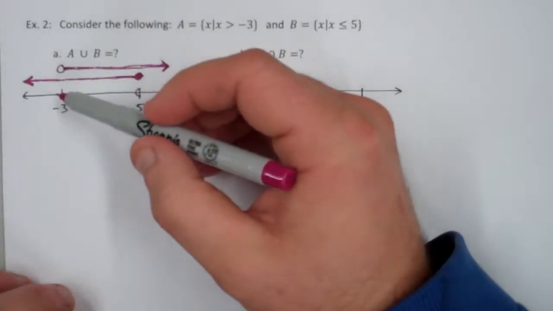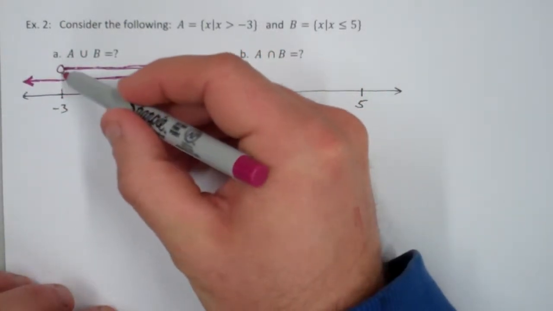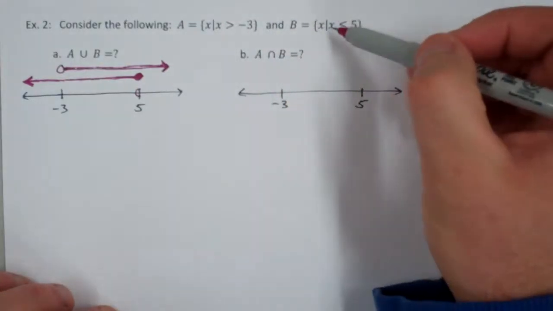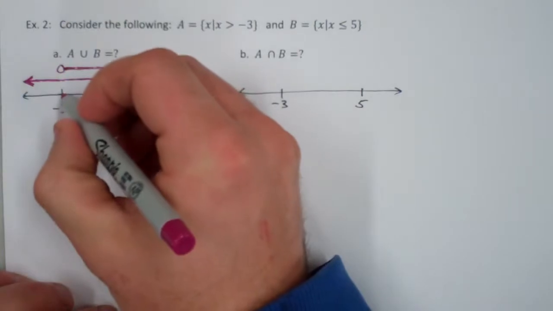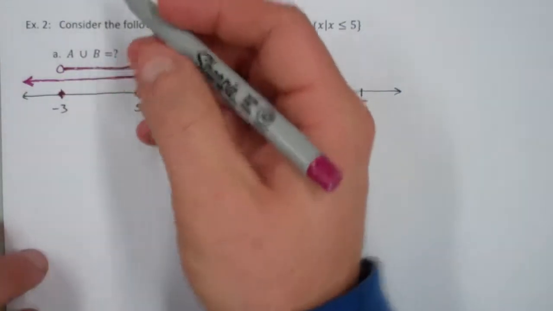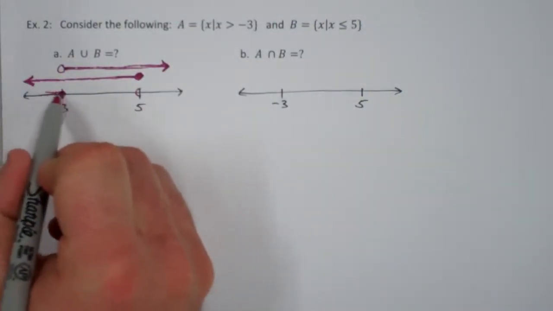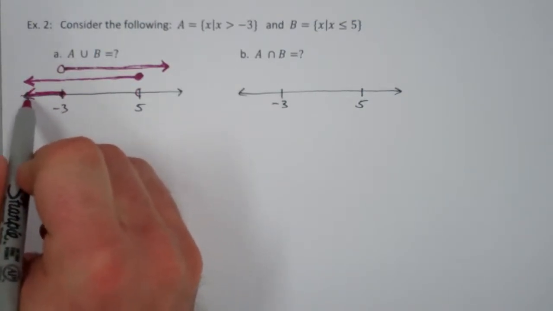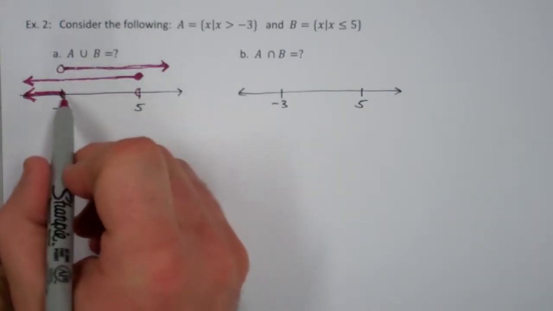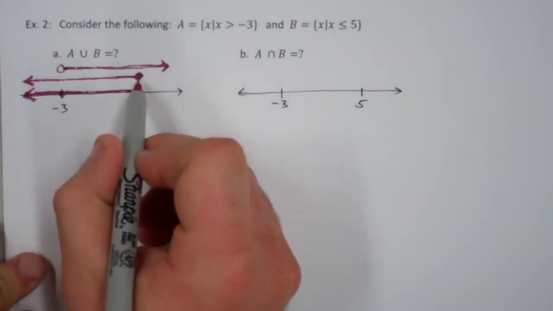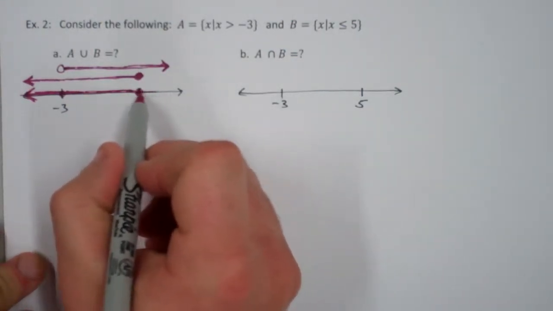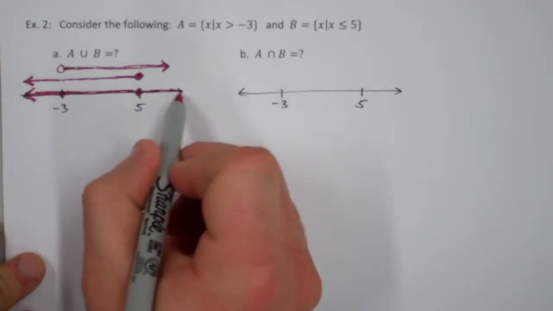So this value of -3 here is not included in the first one, but it is included and does work for the second one. So we definitely want to include that. And then all these values work for the first one. All of these values work for both, so that's fine. Here we've got a filled in circle, and it also works for the other one. And then all these values work as well.